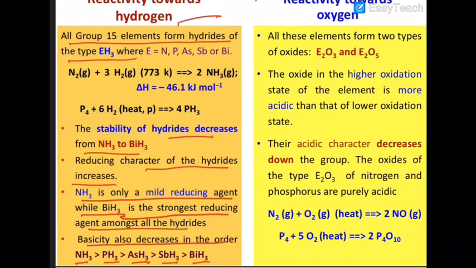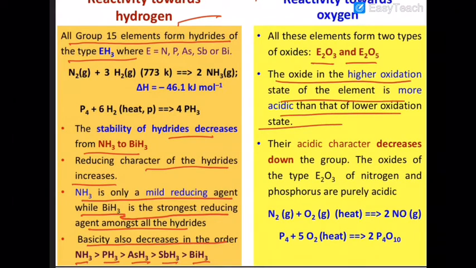Similarly, they can form compounds with oxygen. They form two types of oxide, E2O3 and E2O5. Clearly, the oxide of the higher oxidation state of the element is more acidic than that of the lower oxidation state, and the acidic character of the oxides decreases down the group. So we will discuss that later on. First, we will take into account the hydrides.